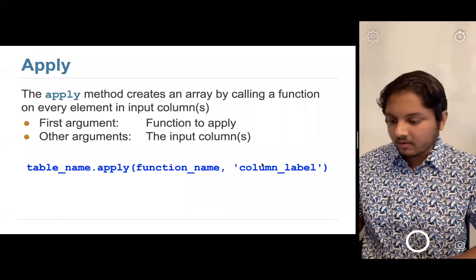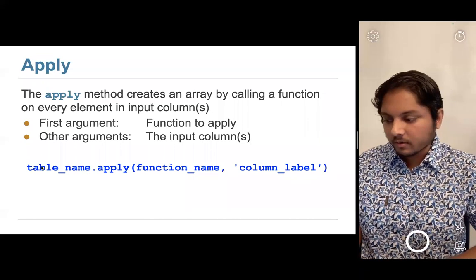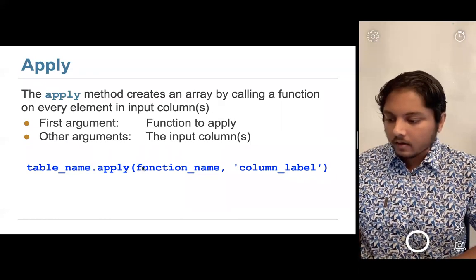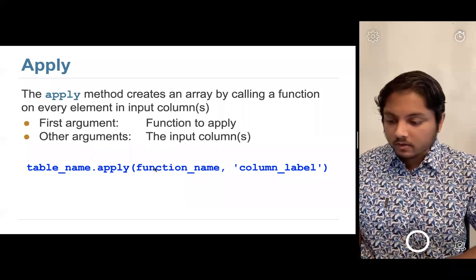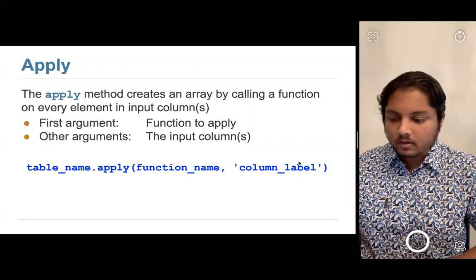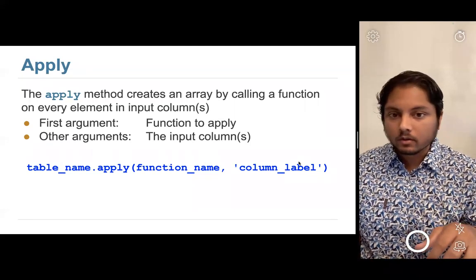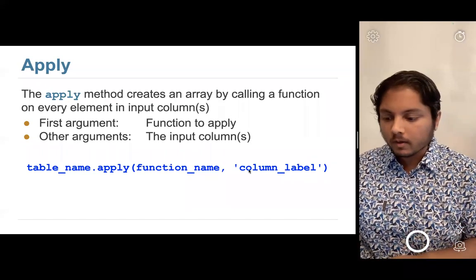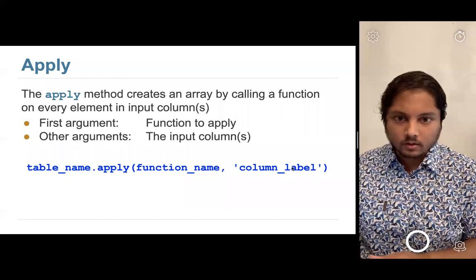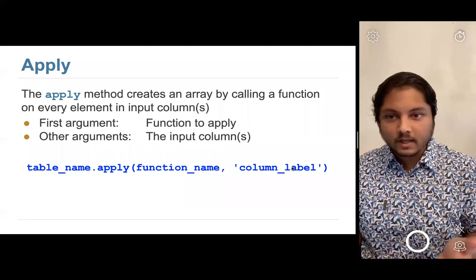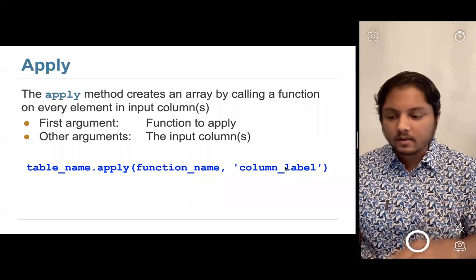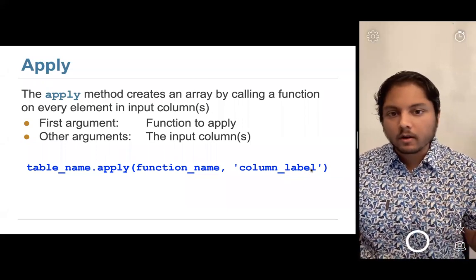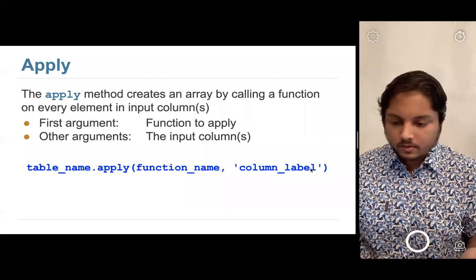So here's kind of how it is written out. If you have some table, you put the table name here, then you do dot apply, and then pass in the function name as the first argument. The second argument is going to be the actual label of the column that you want this to be applied on, and that's going to be a string. If you have a function that takes in multiple arguments, then you specify that there are multiple columns it needs to be applied on. We'll see some examples of this.